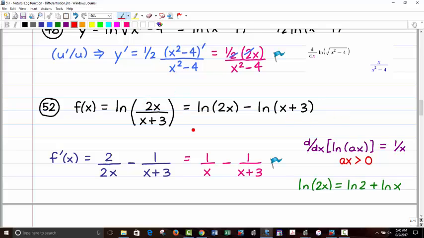Now how about this, the natural log of 2x over x plus 3? We'll use division first. We'll split this up. So we have ln of 2x minus ln of x plus 3. Now you could technically split up the ln of 2x like I did right down here. That's what I'm writing right there. But you can actually get away without doing that. You can if you want to.